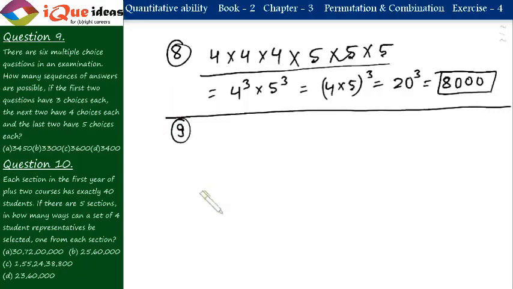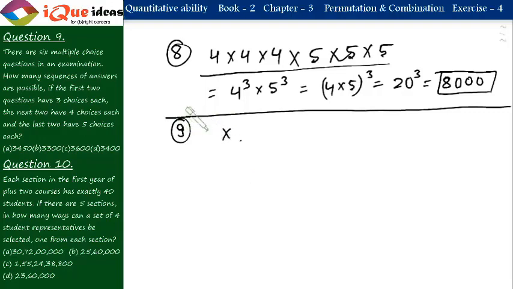Now the 9th question. There are 6 multiple choice questions in an examination. How many sequences of answers are possible if the first 2 questions have 3 choices each, and the next 2 have 4 choices each, and the last 2 have 5 choices each? Same way, first question can be done in 2 ways. Second question can be done in 2 ways. Alright. One second. I'm so sorry.